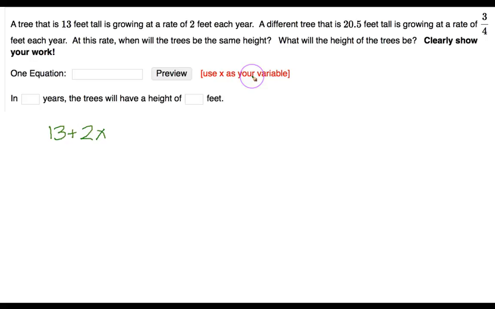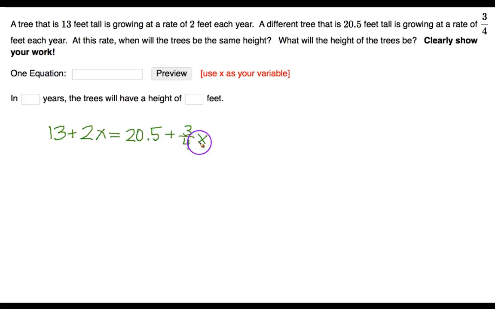Now they are asking us for when is it going to be the same height as the other tree. So I'm going to go ahead and set it equal to the other tree, which is currently 20.5 feet tall, currently growing at 3/4 feet each year. So I'm going to go ahead and put plus 3/4 x. Most students are able to set this up correctly, which is great, but it's the fraction and decimal work that kind of intimidates them. I'm going to show you it's not that bad.